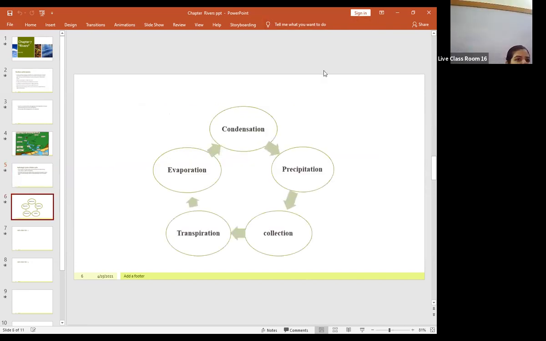Now you can see precipitation, or you can say the collection, transpiration, evaporation, and condensation. I have added one more point, that is the collection. Collection basically starts with the droplets collecting into the sea or into the river. Okay, now if we read it, the hydrologic cycle begins with which part basically? Precipitation.